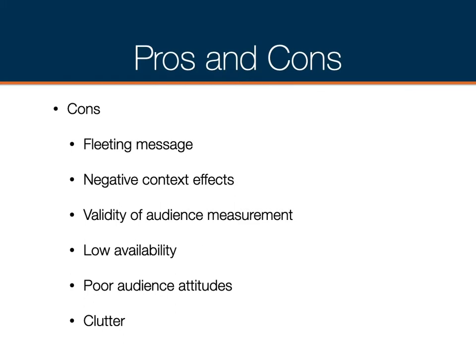Validity of the audience measurement has always been an issue with outdoor advertising. This isn't a media planning class, so I'm not going to really get into that factor, but just be aware that a lot of times the audience numbers for out-of-home need to be taken with a grain of salt. Low availability is also an issue, and that sometimes contributes to the negative context effects because you don't always have the opportunity to place the ad exactly where you want it to be.